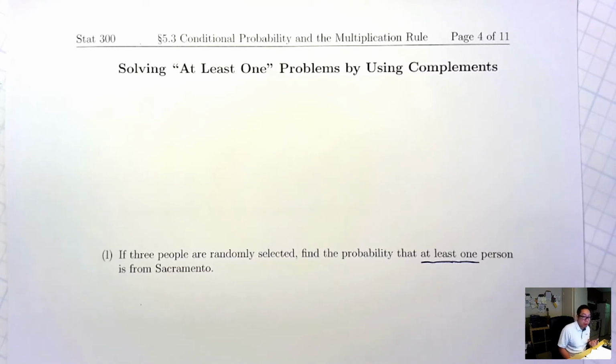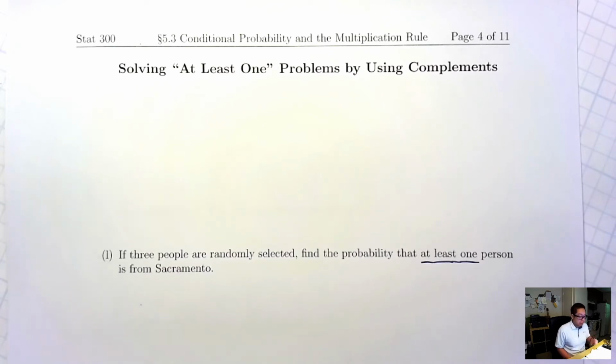So it could mean 1 person from Sacramento. It could mean 2 persons from Sacramento. It could mean 3 persons from Sacramento, right? All of those count as at least one. So calculating at least one probabilities directly is going to be hard, right? Because at least one could mean 1, it could mean 2, it could mean 3. So you would have to do those separately and add them up.